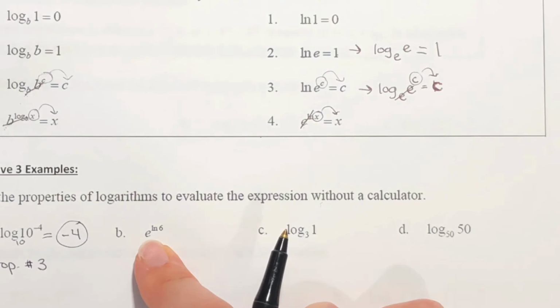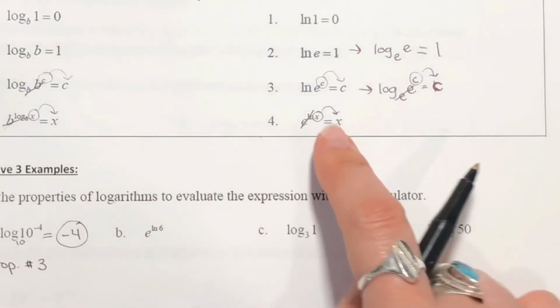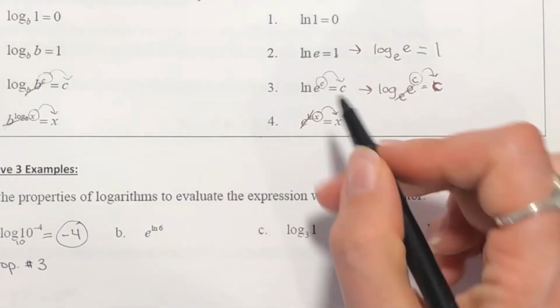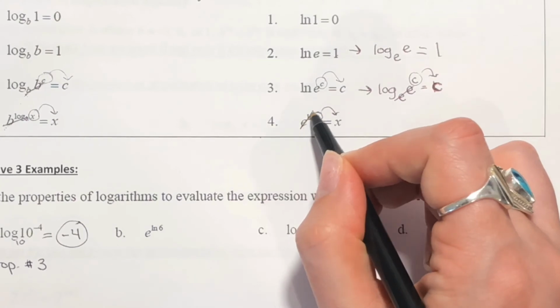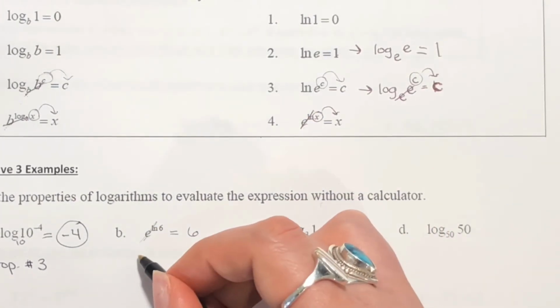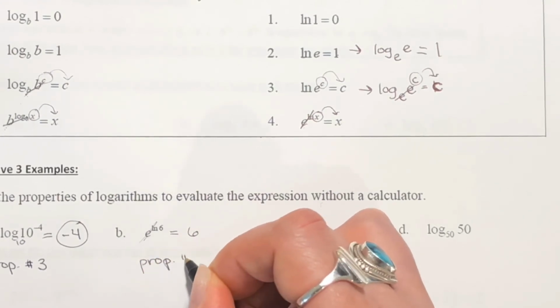Part B, I have e raised to the natural log of 6. That is going to be property number 4. Since we're using the natural logs over here, it'll be this one. If I have e to the natural log, think of these as canceling with each other, and that 6 will just be your answer. So this is property number 4.